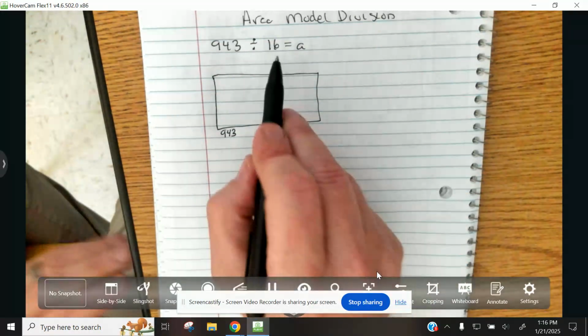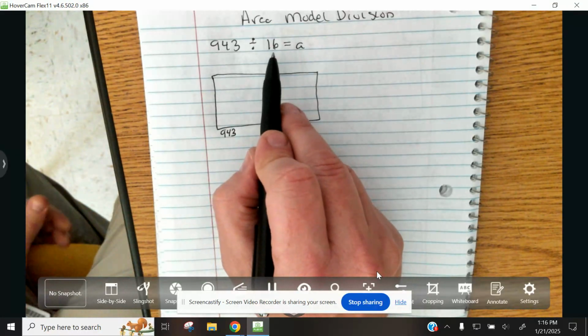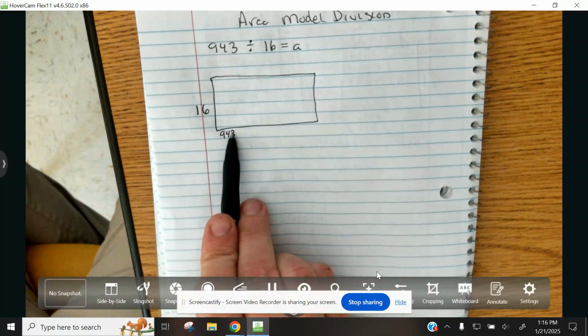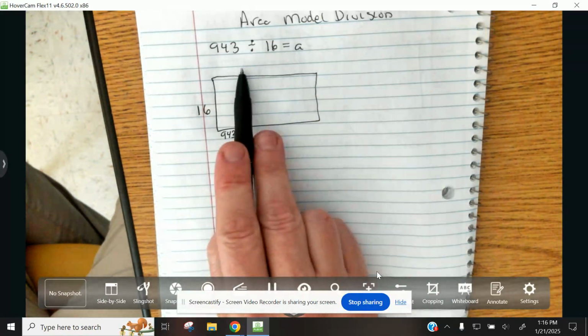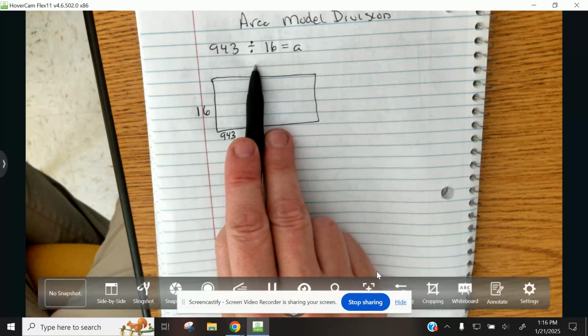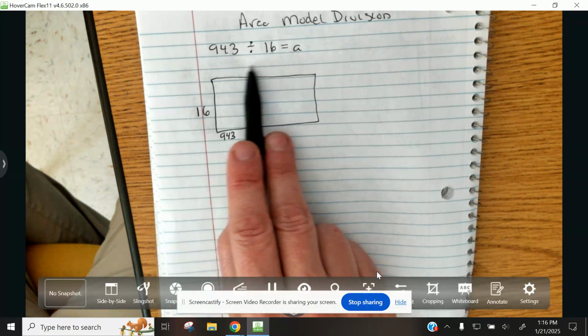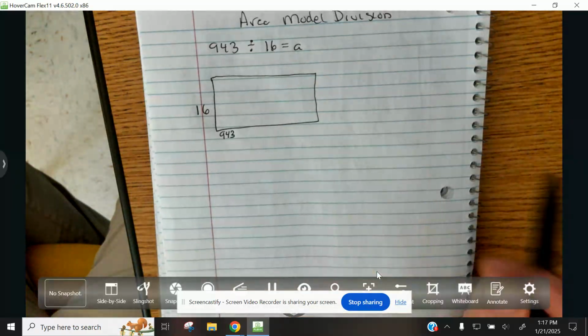This number here, the 16, is our divisor. It is actually going to be our width. So we know our area and we know our width. What don't we know? The number up top, which we would call our length. So this is where our partials are going to go. So you guys kind of understand how that all gets together.